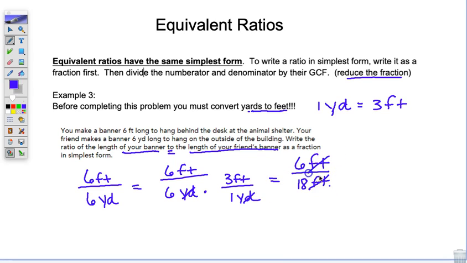Since feet over feet cancel each other out, and I reduce the fraction of 6 over 18 by dividing both of those by 6, I come up with a ratio of 1 to 3.